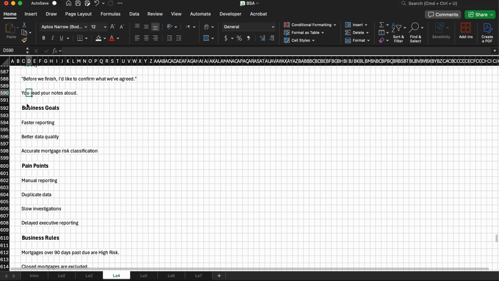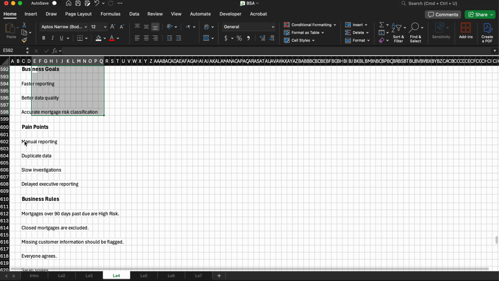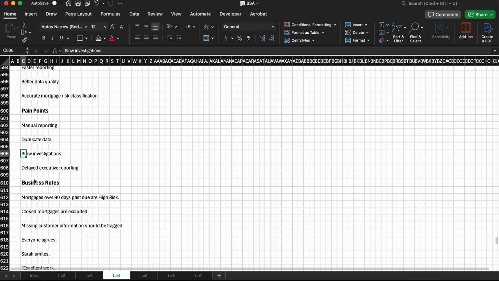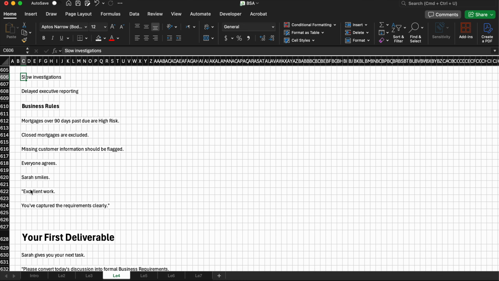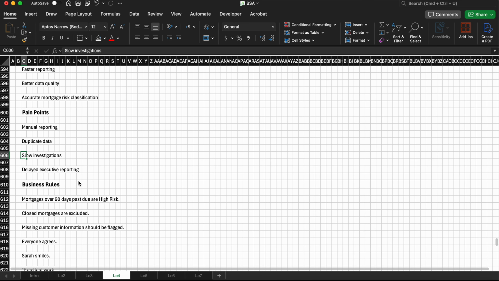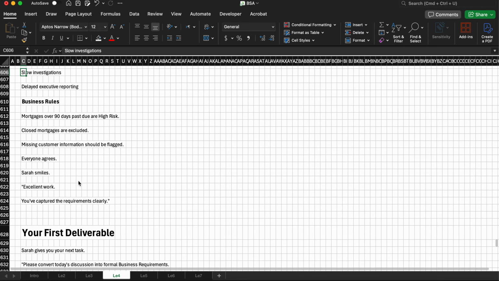I'm reading my notes. Faster reporting, better data quality, accurate mortgage risk classification. So this is the business goal. Pain points I noted: manual reporting, duplicate data, slow investigation, delayed executive reporting. Business rules: mortgages over 90 days past due are high risk, closed mortgages are excluded, missing customers should be flagged. Everyone agrees. So Sarah smiles: excellent work, you have captured the requirements clearly. This is the expected outcome, like every conversation you have to do.